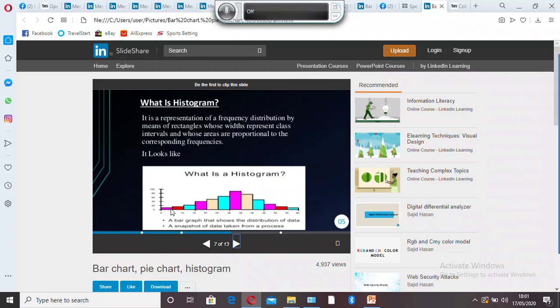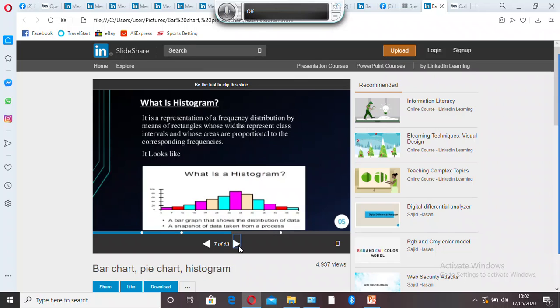Not only that, look at it. The difference between this and your bar chart is that this does not have any spacing in between them. Can you see that? You don't have any spacing. The bars are together. They are clustered together all through. No single space in between a histogram.